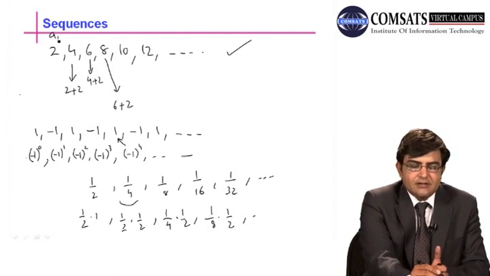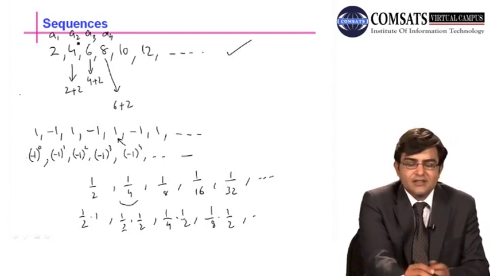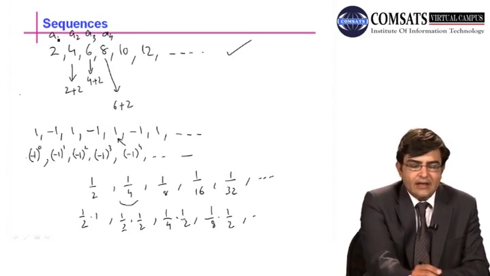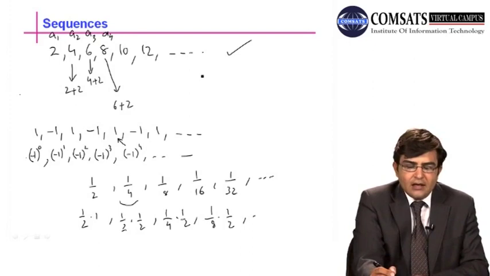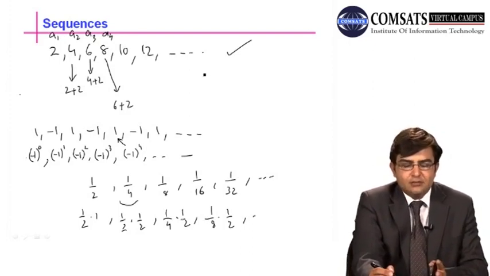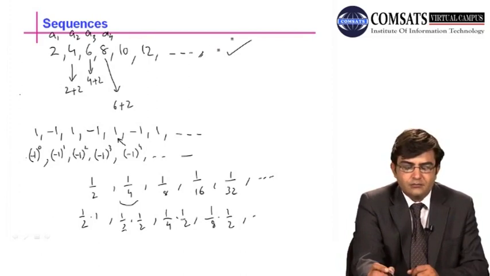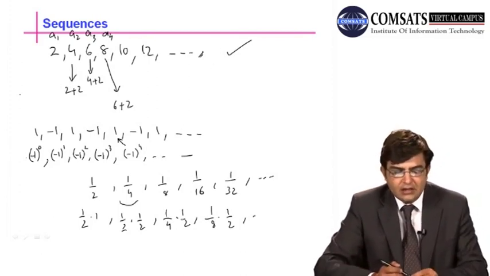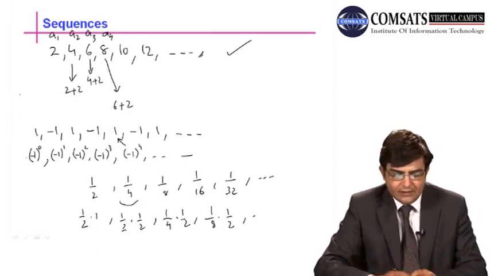The first term of a sequence is denoted by A1, the second by A2, the third by A3, A4. These 1, 2, 3, 4 are subscripts, and we read them as A sub 1, A sub 2, A sub 3, A sub 4, and so on. There is also a general term of a sequence, which we will discuss after the definition of a sequence: what is the general term and how we define it.